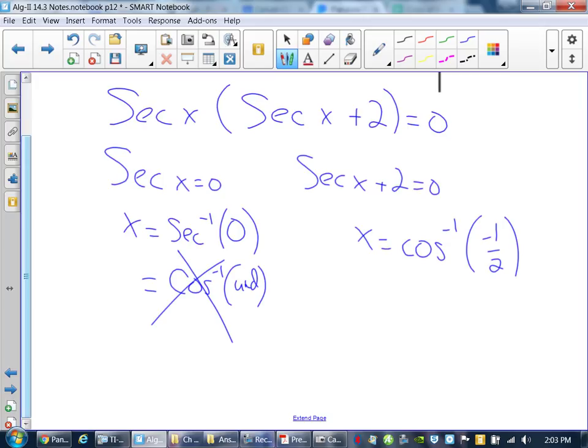So cosine being negative is going to get you to quadrants 2 and 3. There's going to be 2 pi over 3. Very good. 2 pi over 3. Yeah, unit circle. And these are both plus 2 pi x.